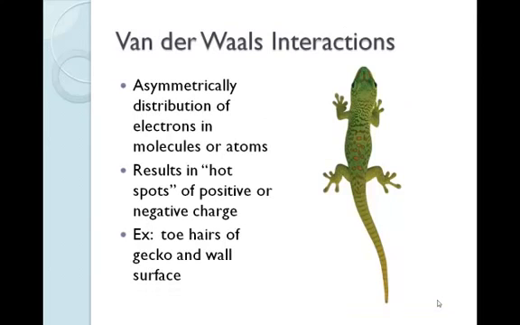Van der Waals interactions are weak forces created by the asymmetric distribution of electrons in an atom or molecule. This asymmetric distribution of electrons creates hot spots of positive and negative charges. An interesting example of the power of van der Waals forces is found in the interaction of a gecko's toe hairs and a flat surface, such as the surface of a wall. The van der Waals interactions are strong enough to allow a gecko to walk straight up a wall.